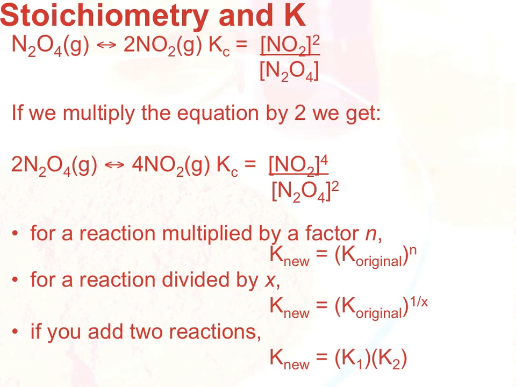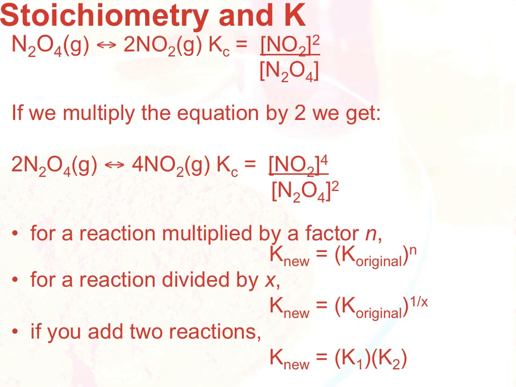Okay, so in that case, what I would do is take the original K of the reaction seen here and raise it to whatever multiplier that I utilize. So if I multiplied through by 2, the n would be a 2. If I multiplied through by 3, okay, the n value would be a 3, etc. So basically, this is a nice little shortcut. If we know the original equilibrium constant, we can easily get the new one without having to plug any additional numbers in.